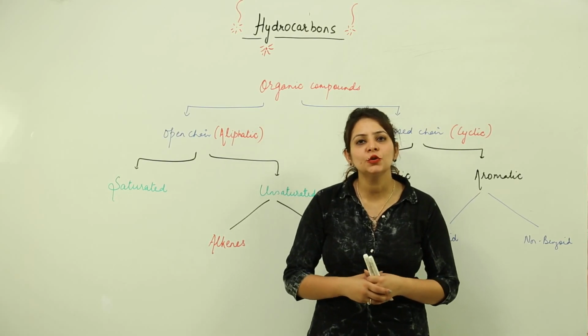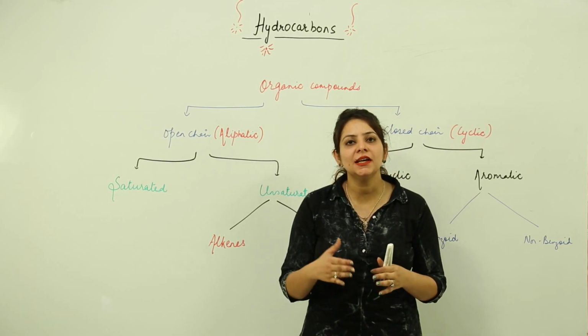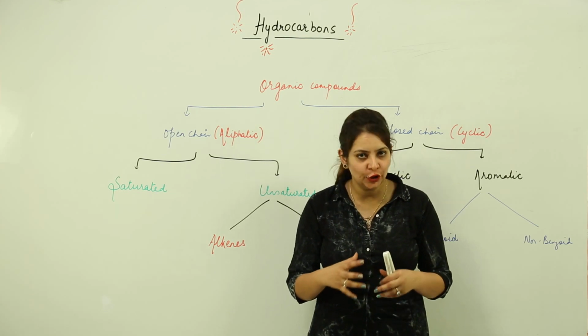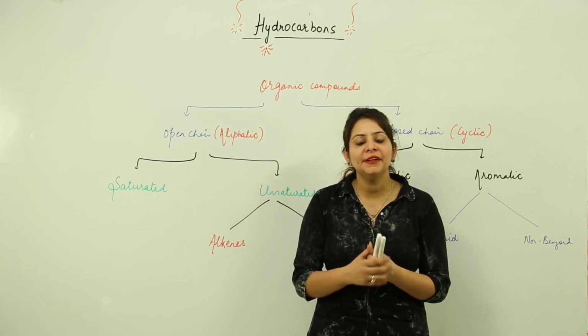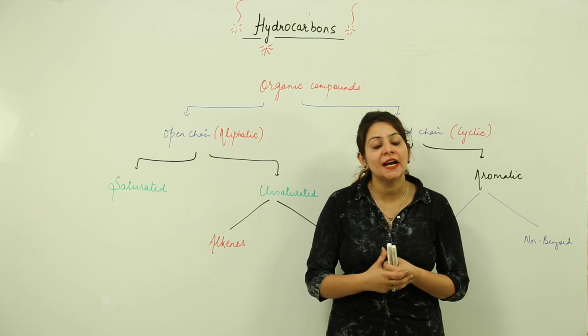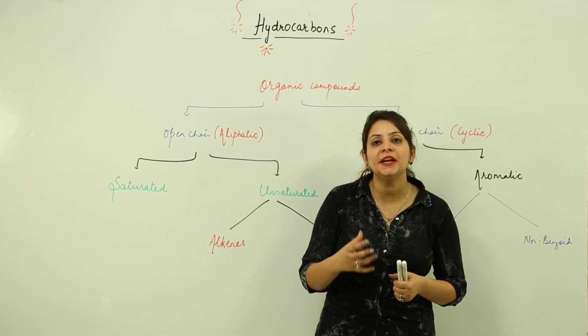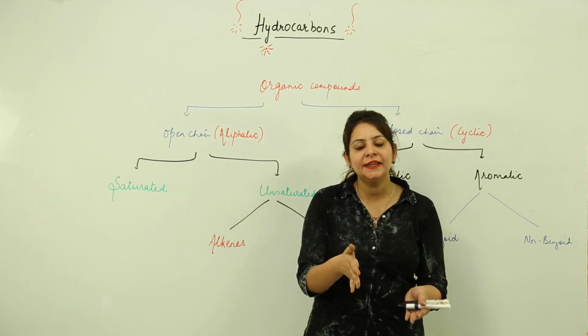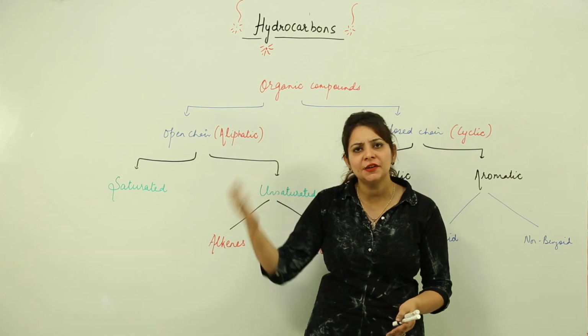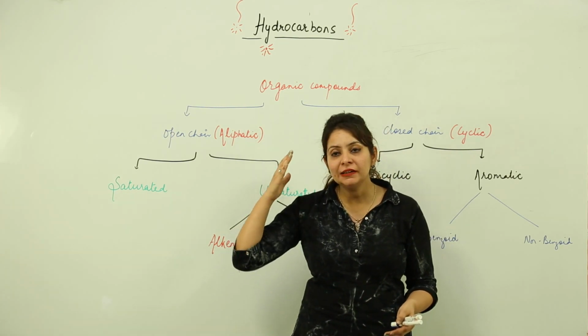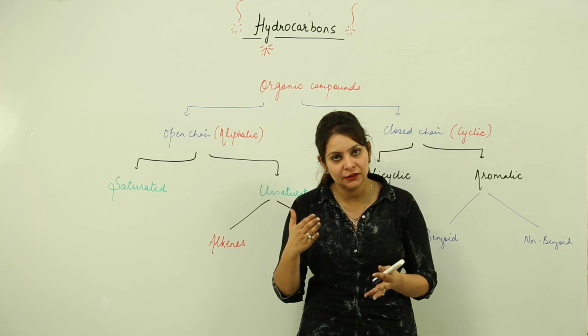Now we are going to start the basic classification of the organic compounds. As you all know, organic compounds are those compounds which are mainly made up of carbon. They contain carbon, they may contain hydrogen, or they may contain some other element also, but the main criterion is that they should contain carbon.